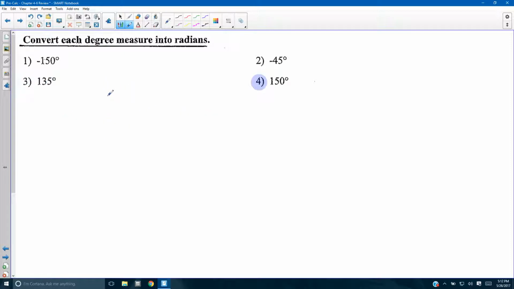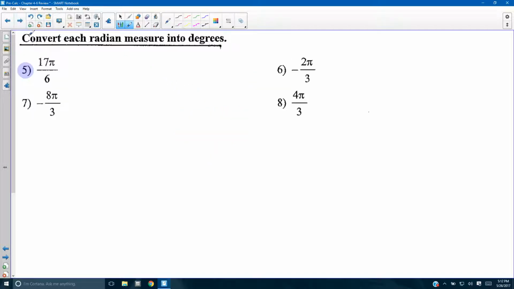Finally, problem number 4, 150 degrees. The first one was negative 150 degrees, so I don't know how much more we have to say about it other than it's 5 30s again. So it's 5 pi over 6's, only now it's the positive answer. So you get number 1, and I think you get number 4 as well. That's the radian equivalent. Convert each radian measure into degrees now for numbers 5 through 8.